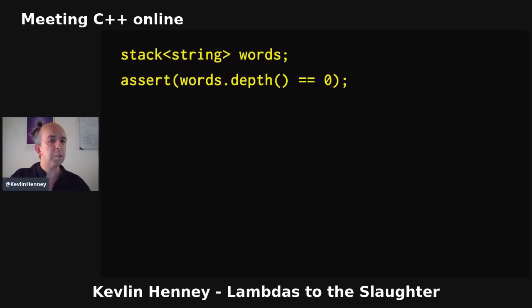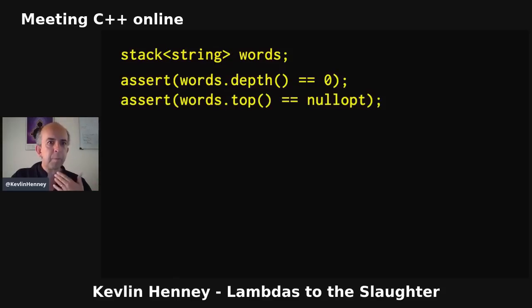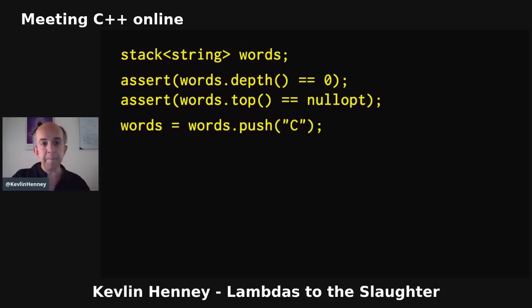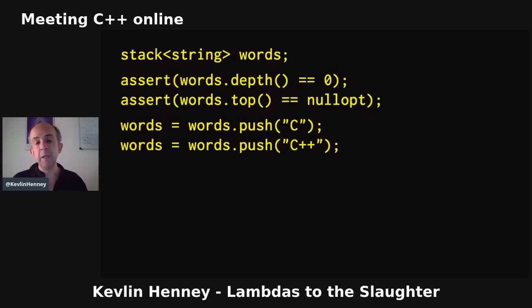So when I create a new one, then the depth is 0. I'm going to avoid any kind of exceptional behavior. I'm going to make everything basically a total function rather than a partial function. So the top operation will return you either a value or null opt, so it's an optional. Then I'm going to push C, and then I'm going to push C++. But notice what I'm doing, I am not inducing any kind of side effect. This is an immutable data structure, and so therefore it's a transformation. The push operation does not actually change words. What it does is it returns you the result of having pushed onto that.